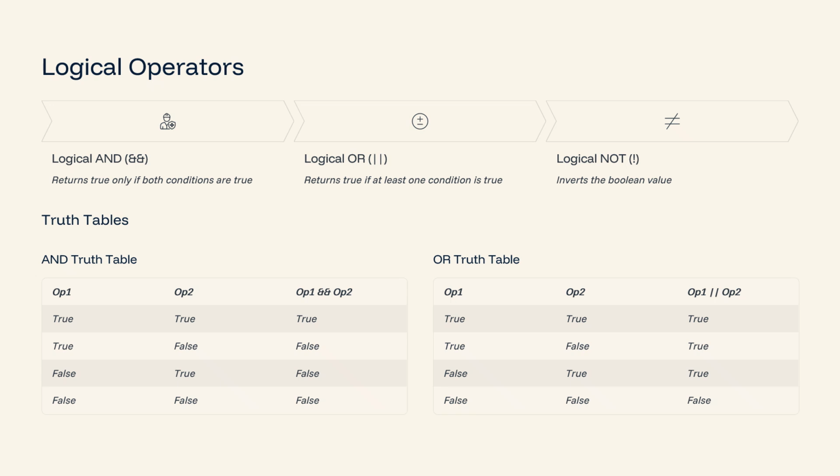So let us see the truth tables of logical and. Here, if you see the operations, expression op1 and op2, if both the conditions are true, it is going to return true, otherwise it is false. If you take the or truth table, here if any one of the conditions is true, it is going to return true, otherwise it is false. We finished the logical operators. The next one is the assignment operator.